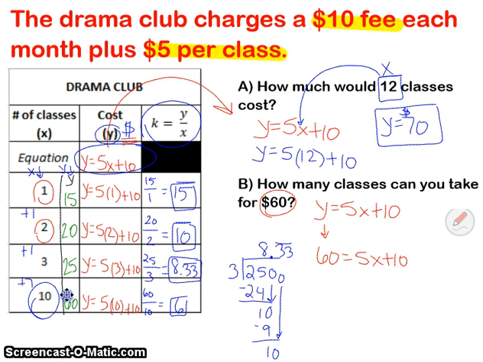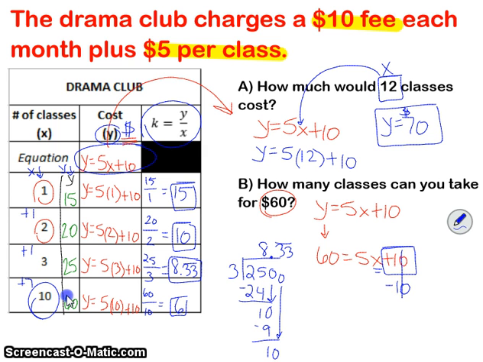Now this one's a little more complicated, but it's not too bad. So I have 5x plus 10, but I need to find this x value in order for me to determine how many classes I can take. So I first need to get rid of this. That is my b value in my equation. That is the y-intercept that we'll learn about a little bit later. And so this is plus 10, and I know the opposite of plus 10 is minus 10. So I need to subtract 10. 10 minus 10 is 0, so I can just go ahead and cross those out.